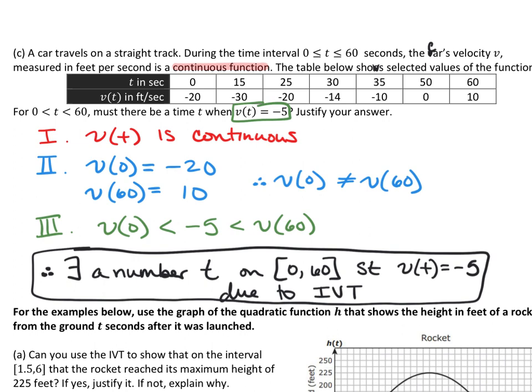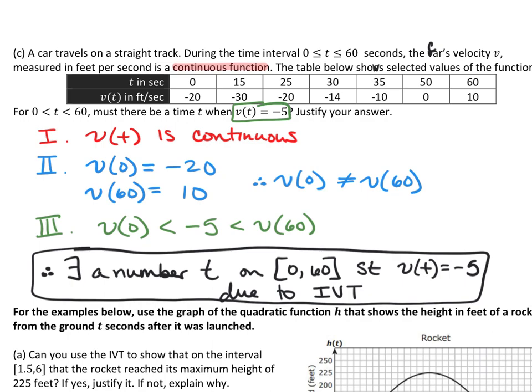So IVT, like I said, it's a simple concept. We were all pretty much able to tell, well, duh, it has to reach -5 at some point if it went from -20 to 10. But to show me is the 3 steps. Does that make sense? Okay.